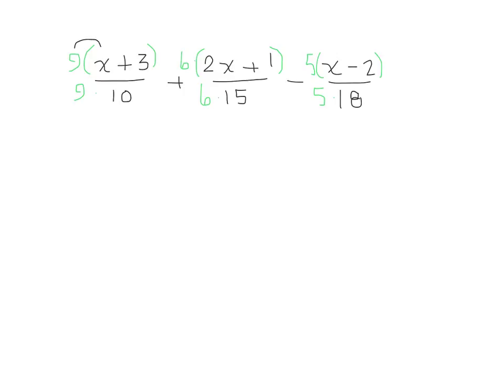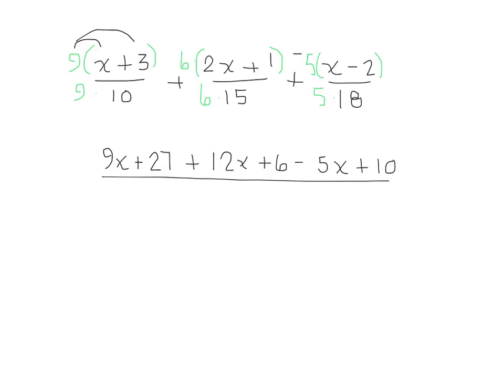So 9 times x is 9x, and 9 times 3 is 27. Second numerator, 6 times 2x is 12x. 6 times 1 is 6. Third fraction, I'm subtracting. That's the same as adding negative. So I'm really distributing a negative 5. So negative 5 times x is negative 5x. And negative 5 times negative 2 is positive 10. All of those, of course, are now over my common denominator of 90.